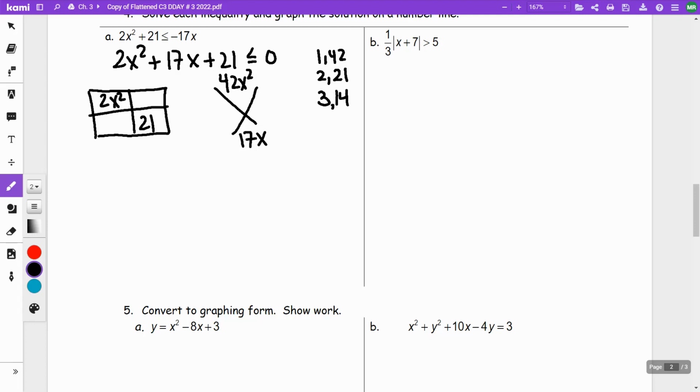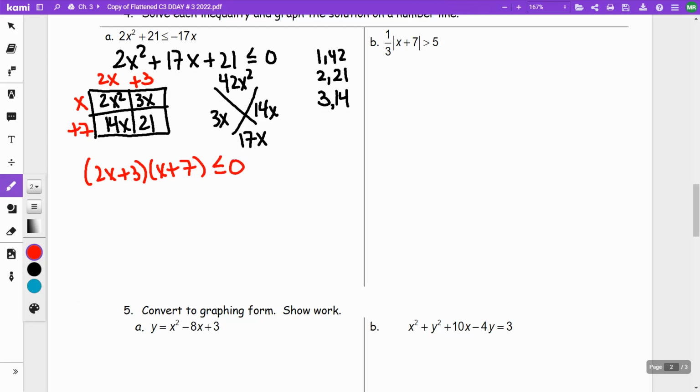So let's see, 3 and 14 is going to give me a 42, and that actually adds to 17. So I'm going to have a 3x and a 14x. And on the outside, I'm going to have, let's see, 2x here, x here, plus 3, plus 7. So I have a 2x plus 3 and an x plus 7 less than or equal to 0.